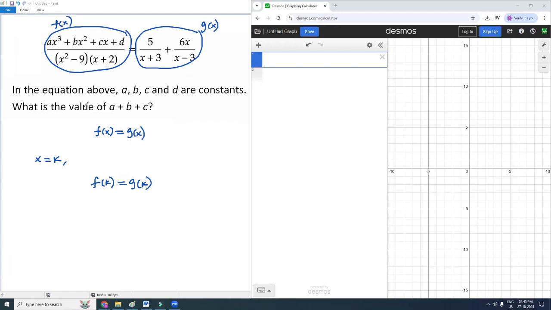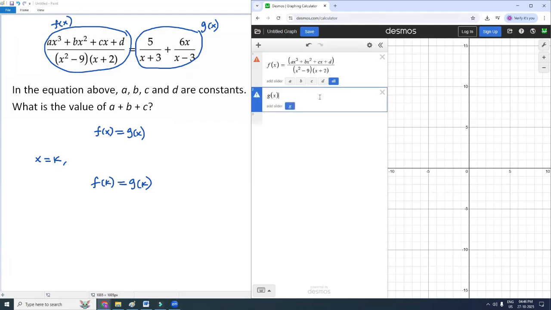Now let me enter the first function f(x) in Desmos. That is f(x) = (ax³ + bx² + cx + d) / (x² − 9x + 2). Now let's enter the function g(x). That is g(x) = 5/(x + 3) + 6x/(x − 3).